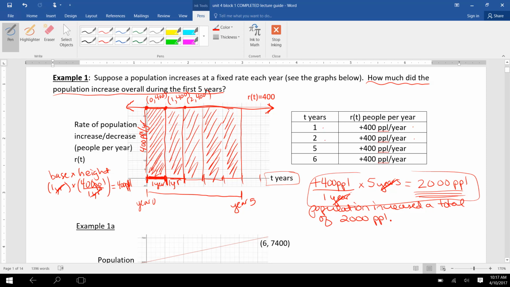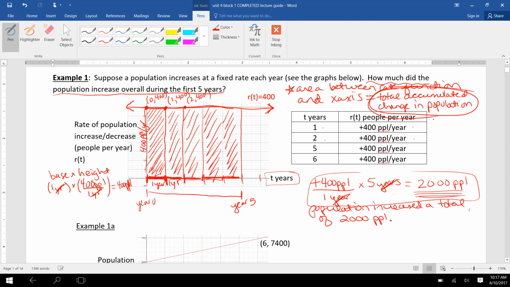Visually on the graph, we found the area of these rectangles. Notice it's the area between the rate function and the x-axis. And when we find that area between the rate function and the x-axis, we are getting a total accumulated change in the population. In this case, in 5 years, we see that the population increased 2,000 people. One last way to think about this visually.